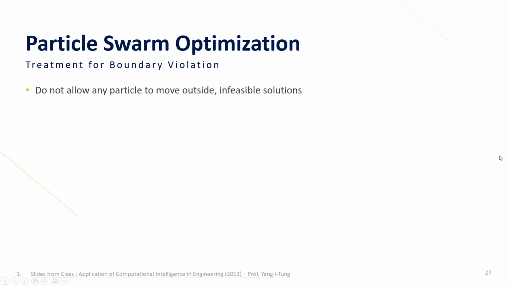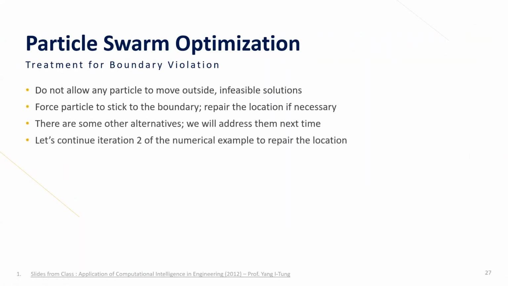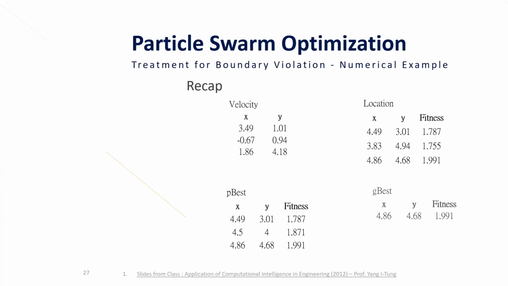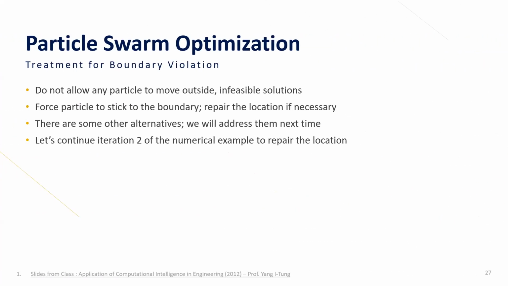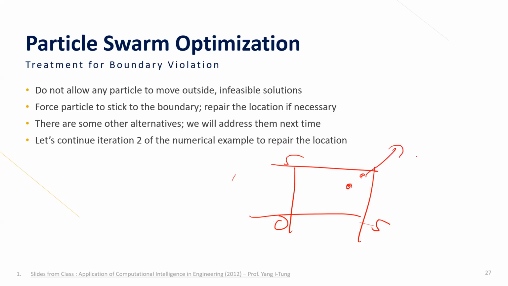And then another thing for boundary. Okay, for boundary, it's like this. In the previous example we have, x should be from 0 until 5, right? And the y also from 0 until 5 here. So we can see that sometimes the particle will be moved outside this boundary. Okay, it's like a constraint in our optimization problems. So if it is moved out from the boundary, what should you do?